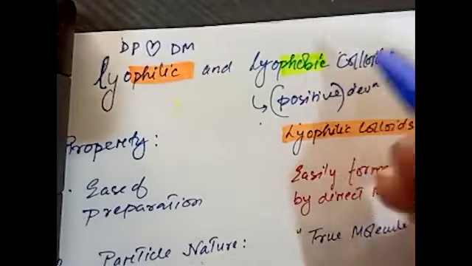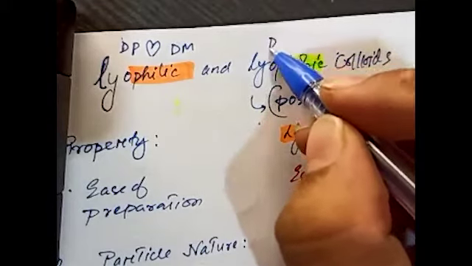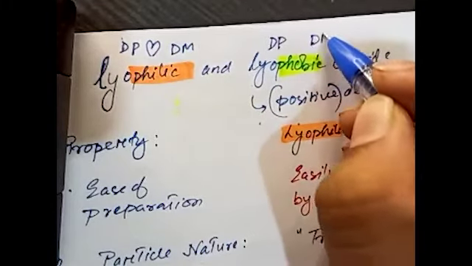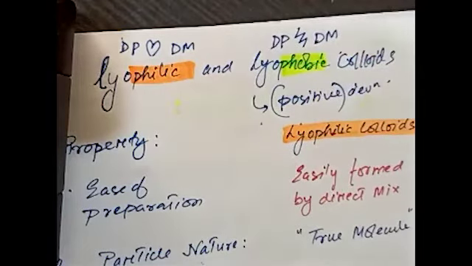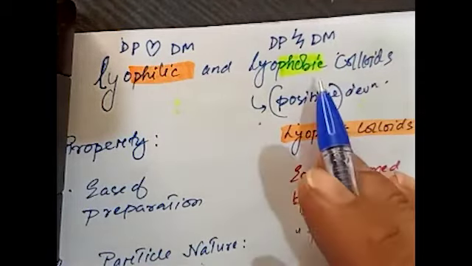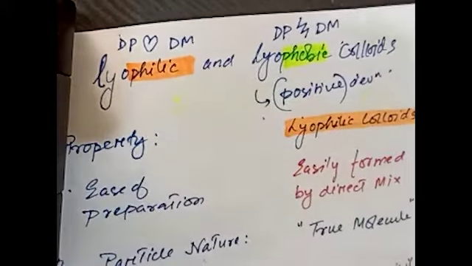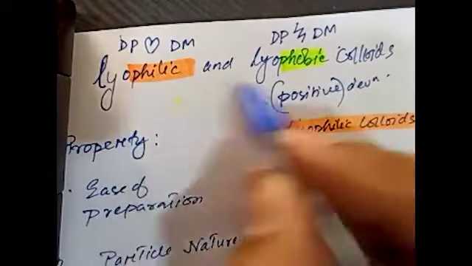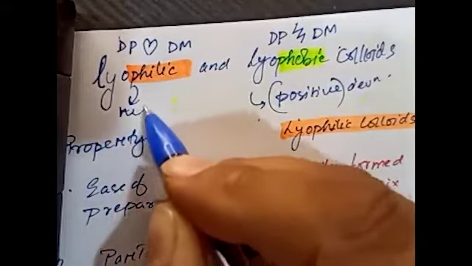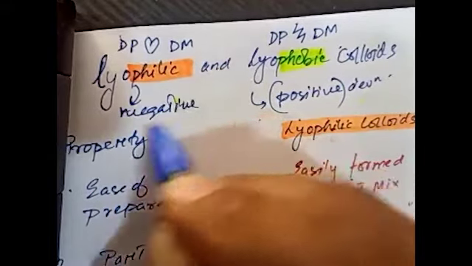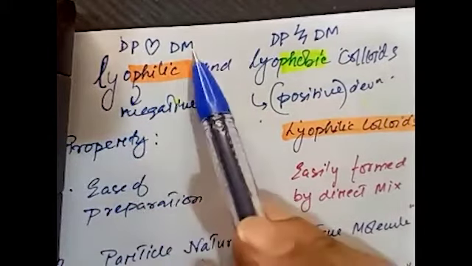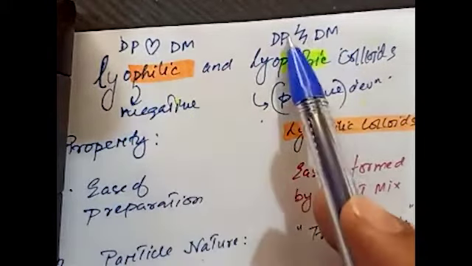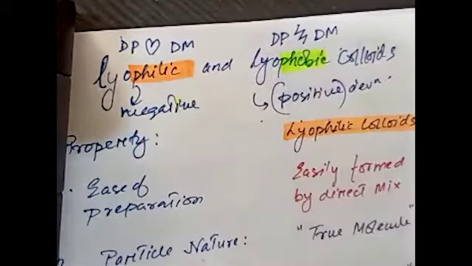Phobic means dispersed phase and dispersion medium hate each other. Done. So this is phobic and this is philic. Basically it is the same thing, one is positive deviation and the other is negative deviation. If you do not remember negative and positive, leave it, just remember the dispersed phase and dispersion medium like each other in philic, and do not like each other in phobic. That's all.